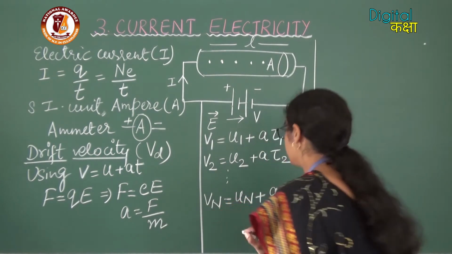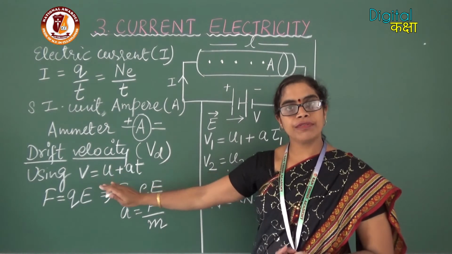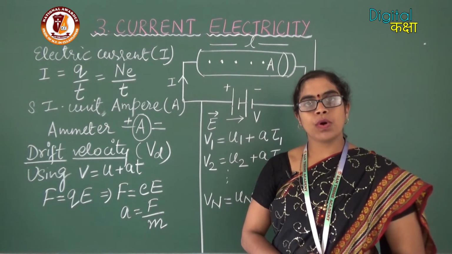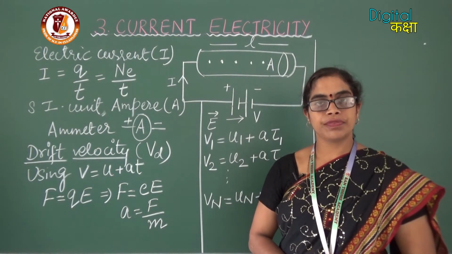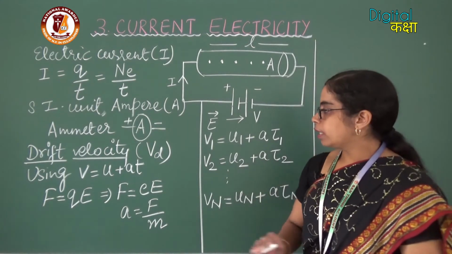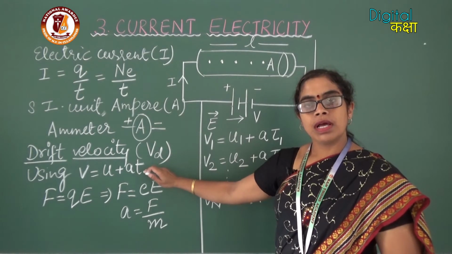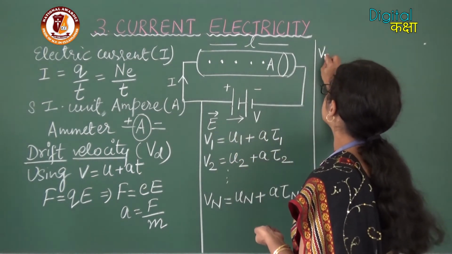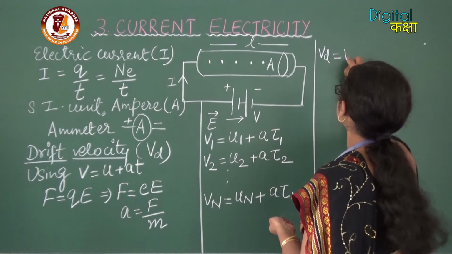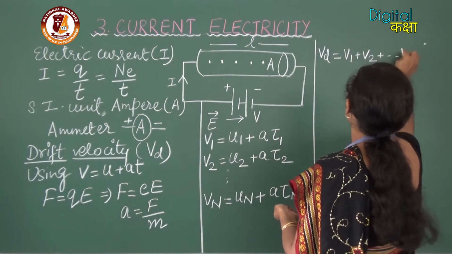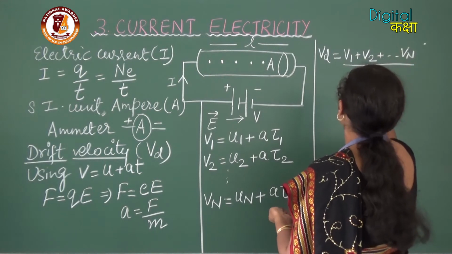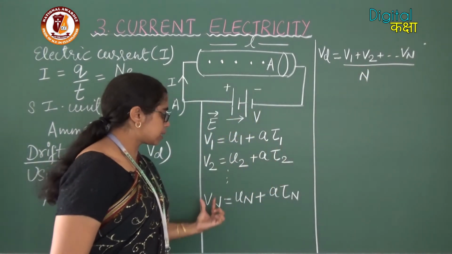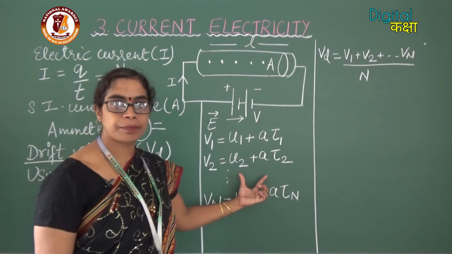Now, let us come to the definition of the drift velocity. Drift velocity is defined as the average value of the velocity of all the free electrons. So, here in order to get the mathematical representation for Vd, I can write the formula as Vd is equal to V1 plus V2 up to Vn upon n. That is, I have taken the average value of all these calculated values of the velocity.